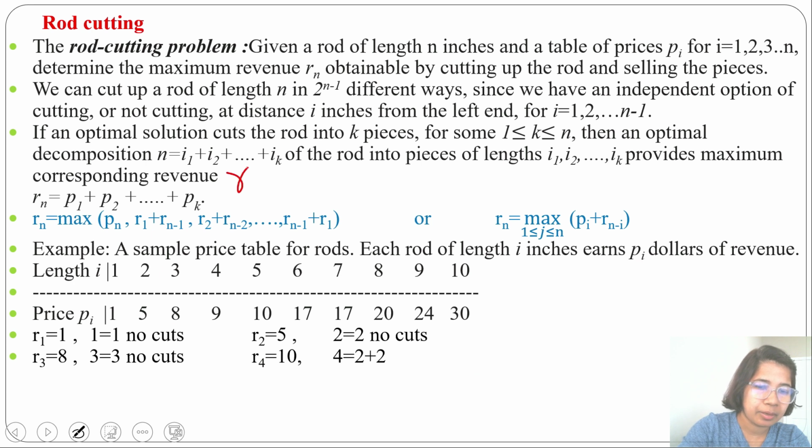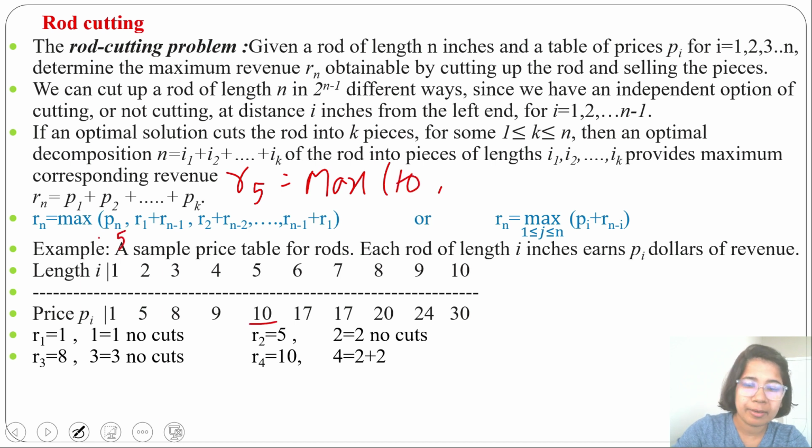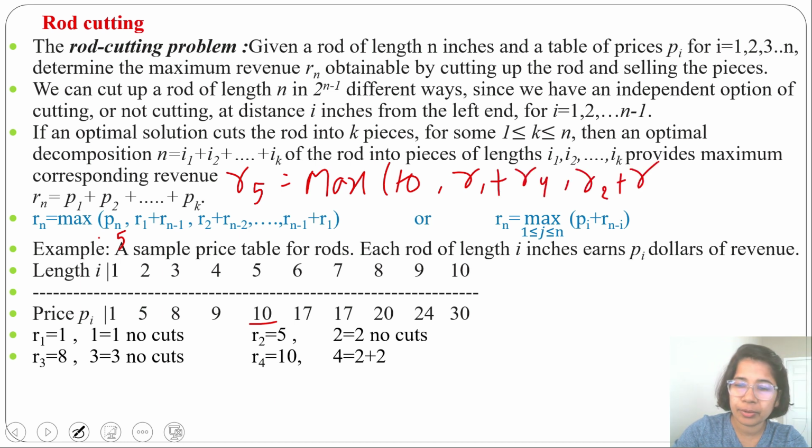Next we will find R5. R5 equals max of the price of 5, which will be 10. Then revenue of 1 plus revenue of 4. Then revenue of 2 plus revenue of 3. Then revenue of 3 plus revenue of 2. Then revenue of 4 plus revenue of 1.